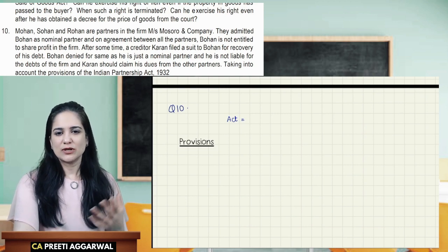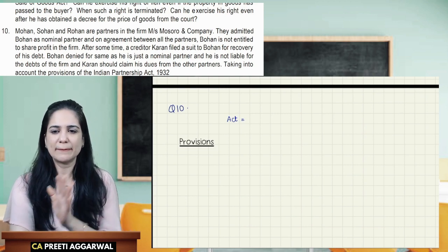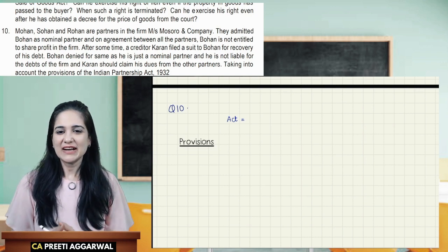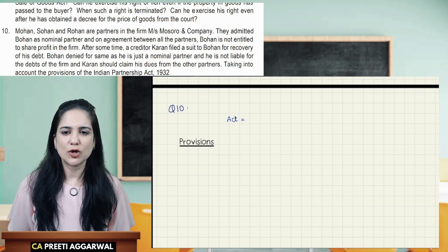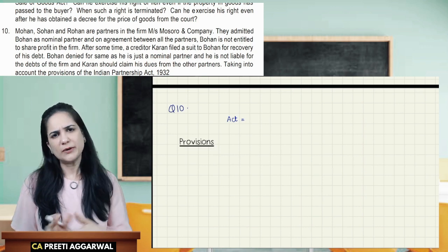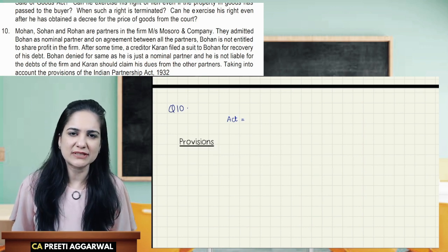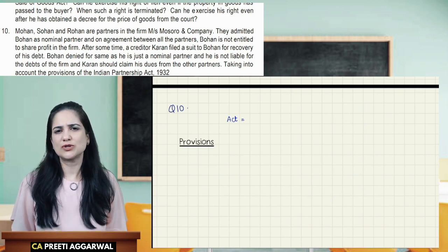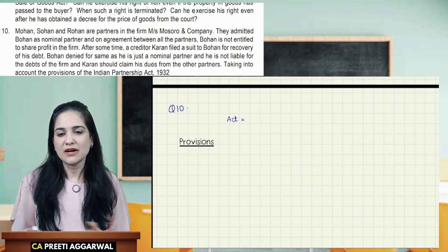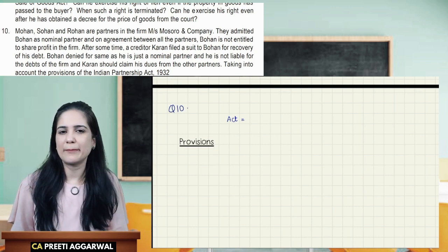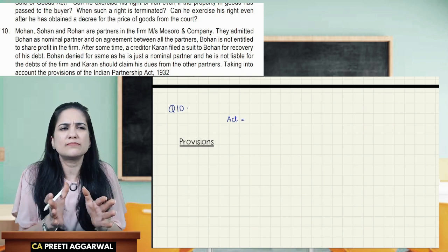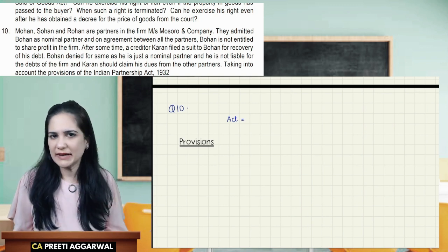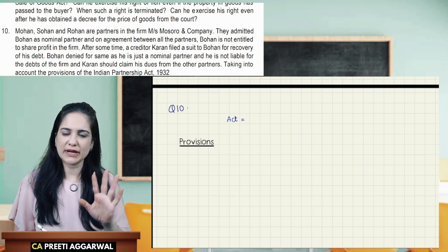Let us proceed. Mohan, Sohan, Rohan, they are partners. Now this question relates to the Indian Partnership Act. They admitted Bohan as a nominal partner with the agreement of all the partners. For admission, you need the consent of all the partners. He is not entitled to a share in profit. Anyway, the law does not require us to give profits, so he need not contribute capital. He need not even get a share in profits. He is not exactly a partner, but yes, we are using his name. By an agreement, you can always give him profit, but here they have not agreed.